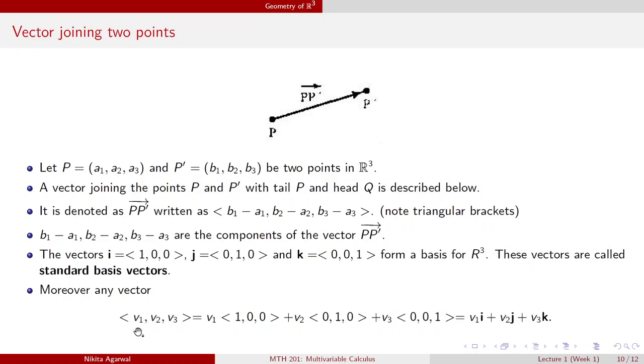So any vector can be written in this form, where i, j and k are the standard notation. We are not going to change this notation anywhere in this course. In fact, they are standard notations used in all the books that you will see. These are called standard basis vectors. So any vector can be represented uniquely in terms of these standard basis vectors like this.